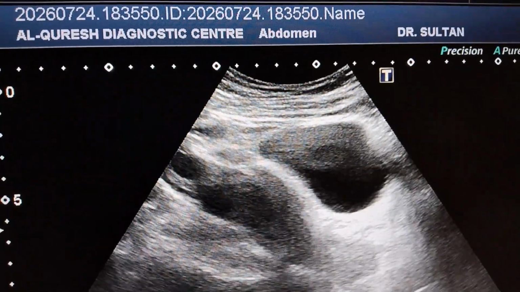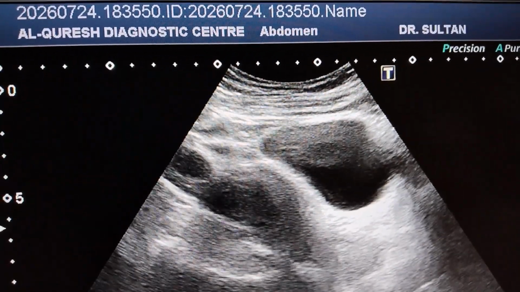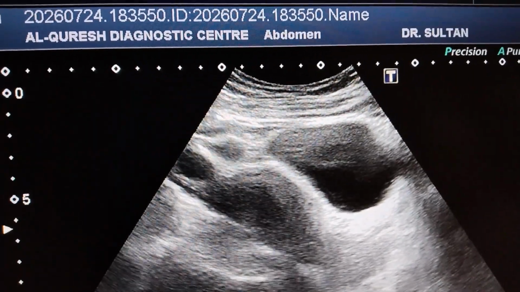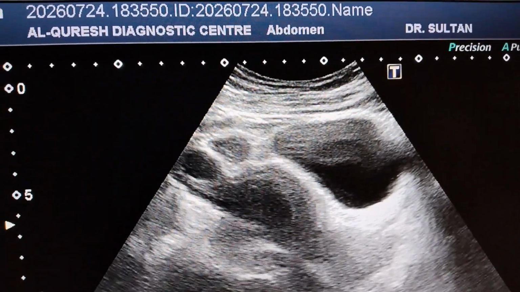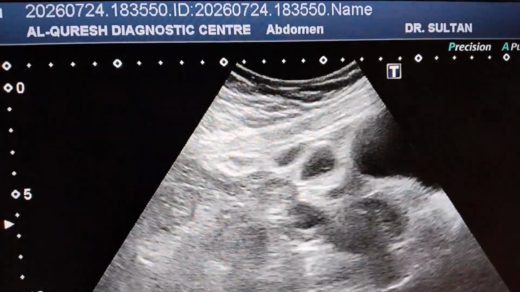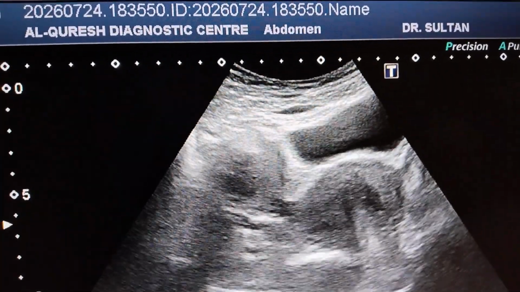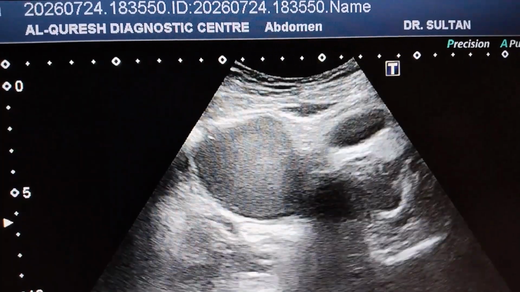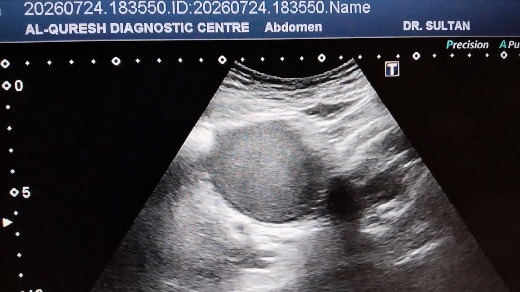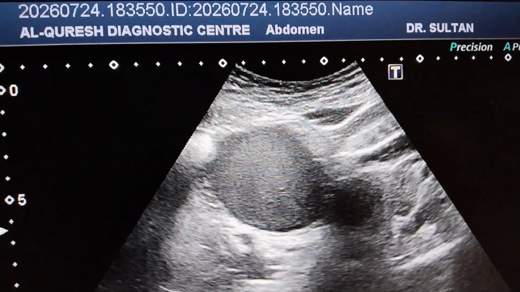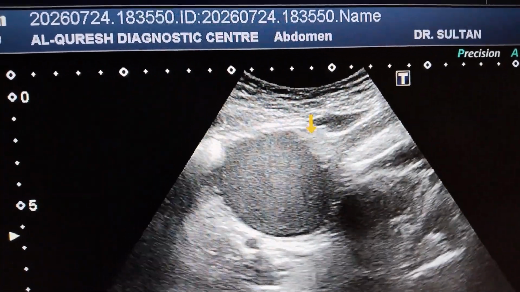This is a female 38-year-old patient with history of pelvic pain which is intense during the menstrual cycle for the last 1.5 years. So we are going to scan the pelvic region. I have placed the probe above the pubic symphysis and the direction of probe is in transverse direction. Here we can appreciate this lesion.